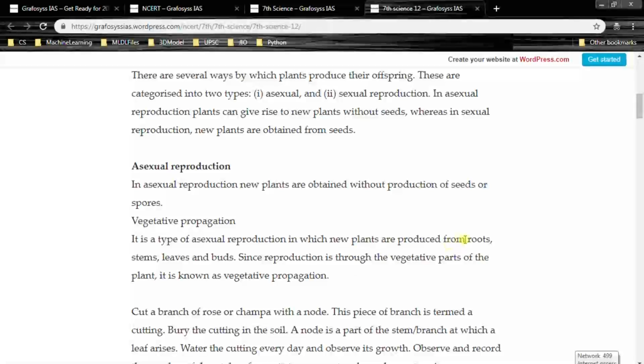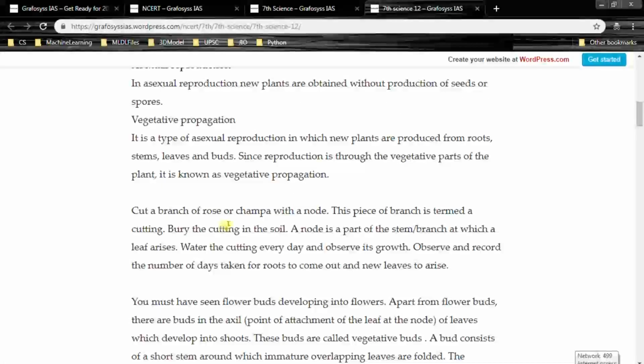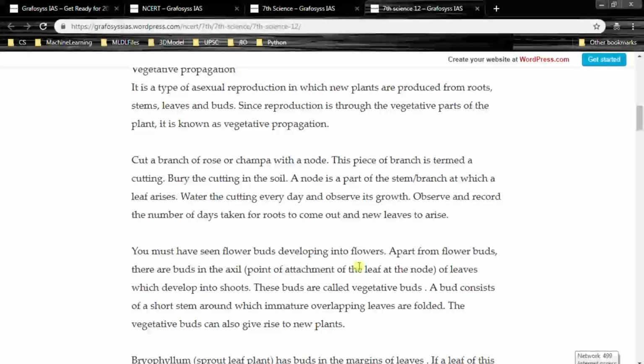New plants are produced from roots, stems, leaves and buds. Cut a branch of rose or champa with a node. This piece of branch is termed a cutting. Bury the cutting in the soil. A node is a part of stem or branch at which a leaf arises. So this is the example which I just explained. So rose plants can be grown like this. Water the cutting every day and observe its growth. Observe and record the number of days taken for roots to come out and new leaves to arise.